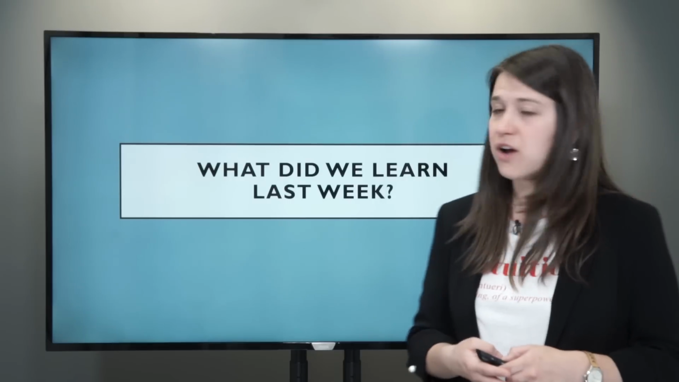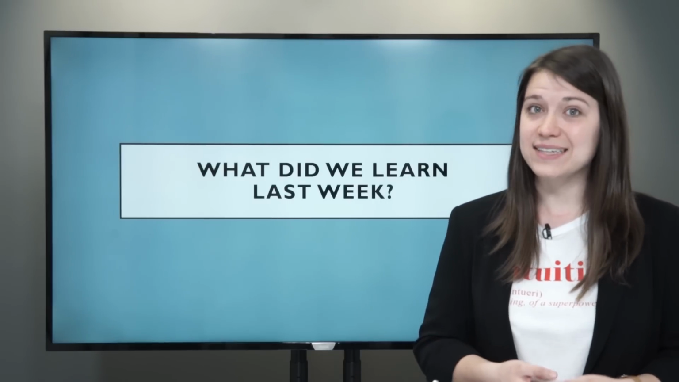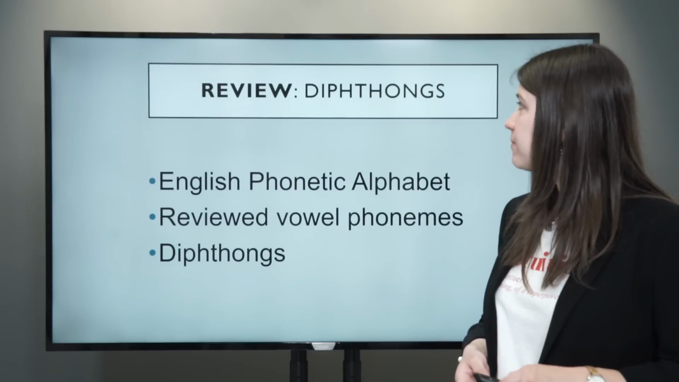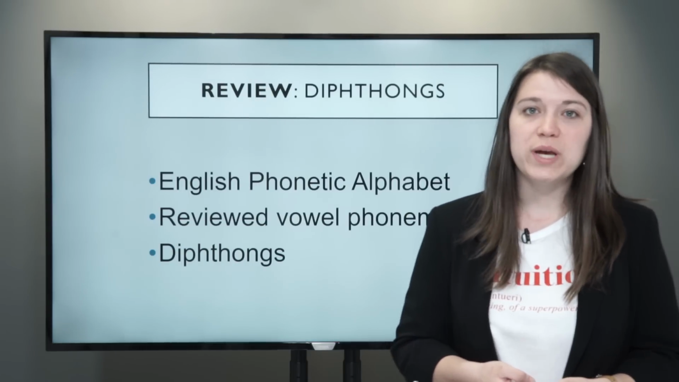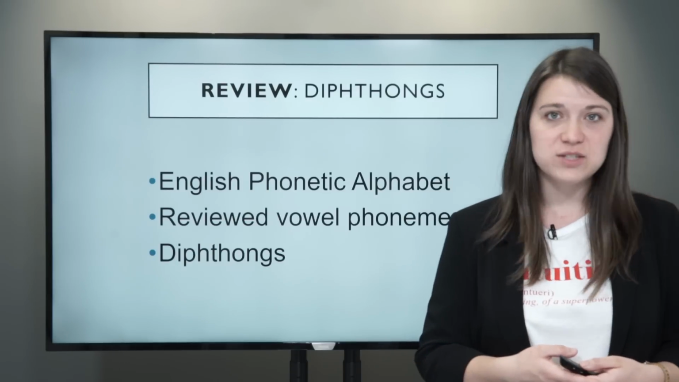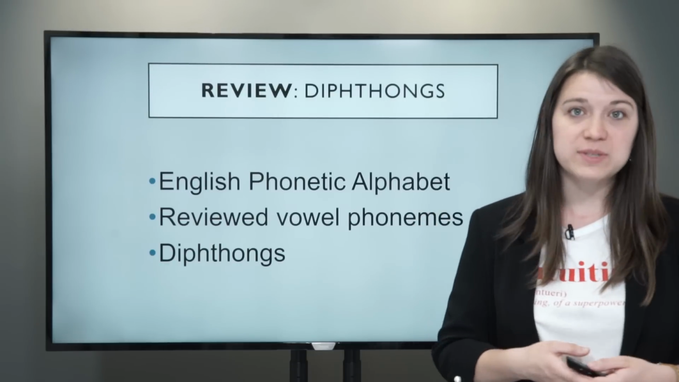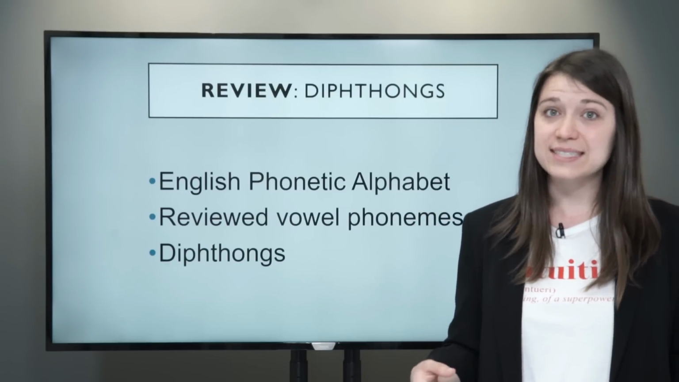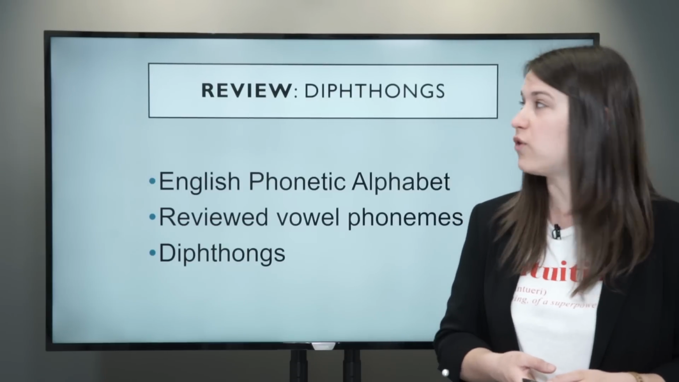Before we get started on today's topic, let's review what we learned in the last class in case you missed it. We talked about diphthongs. We reviewed the English phonetic alphabet, so we explained what that is, and we looked at the different vowel phonemes that we've already learned in previous classes, and then I taught you 2 new diphthongs, so 2 new phonemes.